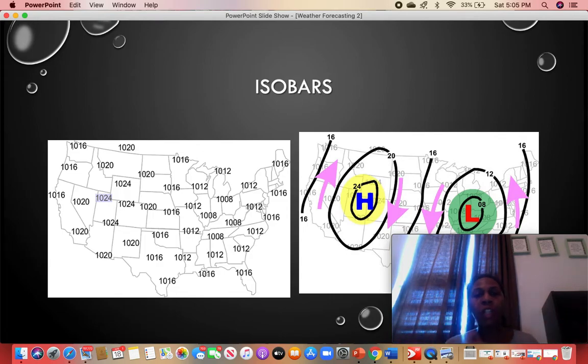So when they get these maps, they draw lines connecting the dots of air pressures that are similar. And these lines are called isobars. So remember, with bar, we had millibar, which is a common unit for air pressure. Iso means equal, so equal air pressures. Okay?